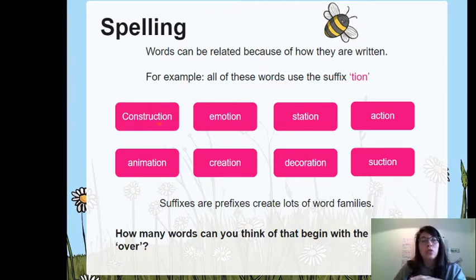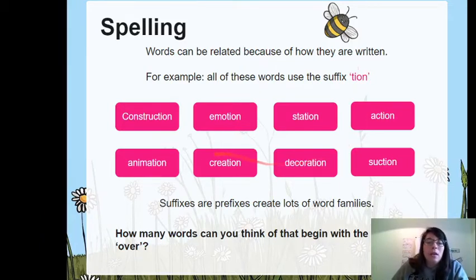The word construction, the word emotion, the word station, the word action, the word animation, the word creation, the word decoration, the word suction. You might know what all of these words are. Maybe suction is not something that you know. I'll tell you later what it means. But they are all ending in the same spelling: T-I-O-N, T-I-O-N, T-I-O-N are the endings. So that's called a suffix.